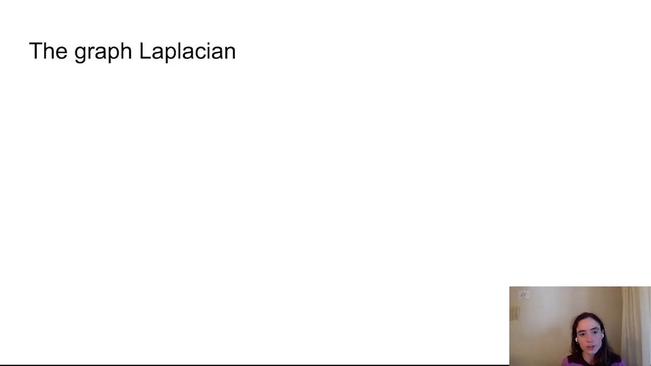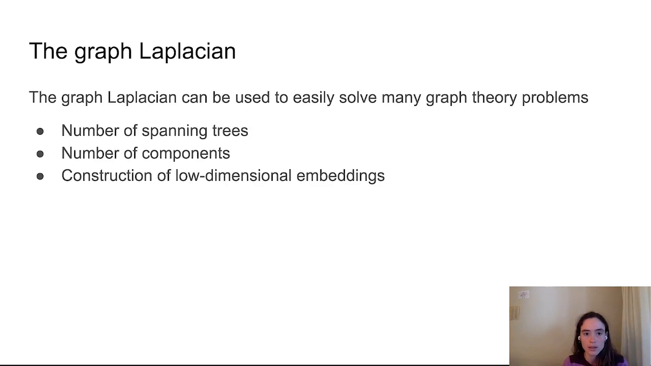Matrix structures for storing graphs also have useful interpretations as they relate to a concept called the graph Laplacian. The graph Laplacian is a matrix that is another representation of a graph, and it can be used to easily solve a lot of graph theory problems. It can be used to find the number of spanning trees of a graph, the number of components in a graph, and it can also be used to construct low-dimensional embeddings, which are really useful for a lot of really large graph theory problems where it's useful to project the problem into a lower dimensional space.